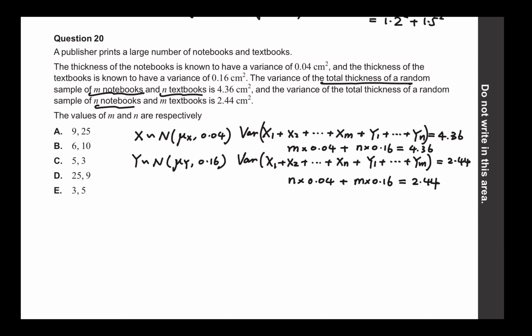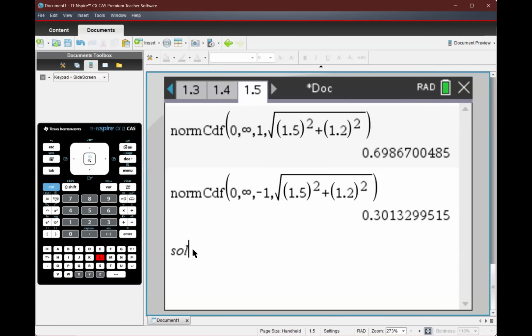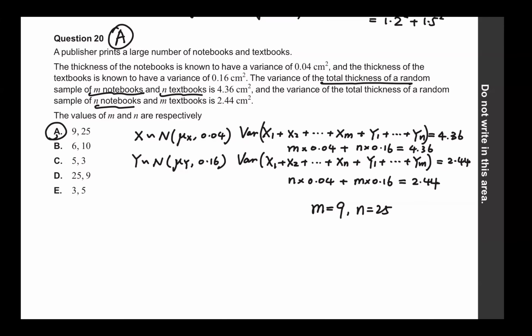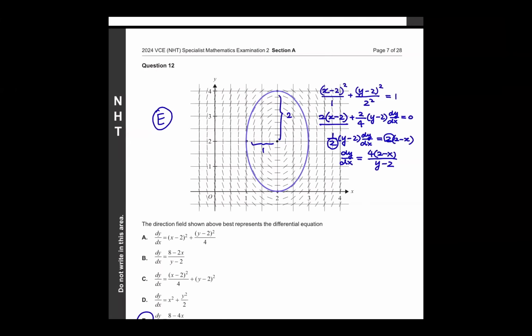So let's have a look at the CAS output and confirm the answer. Solve button, curly bracket, 0.04 m plus 0.16 n equals to 4.36, comma, 0.04 n plus 0.16 m equals to 2.44, comma, m, comma, n. 9 and 25, okay? M equals to 9 and n equals to 25. So option A will be the correct answer. Okay, that's the 20 multi-choice questions.